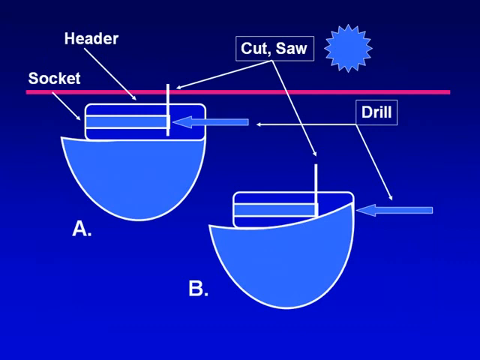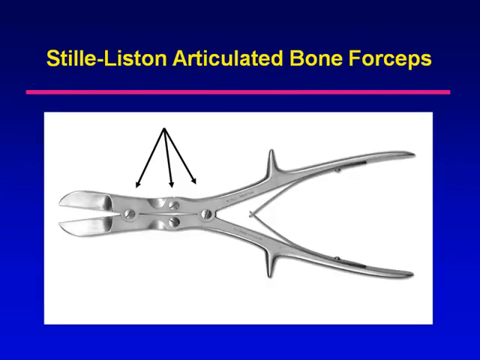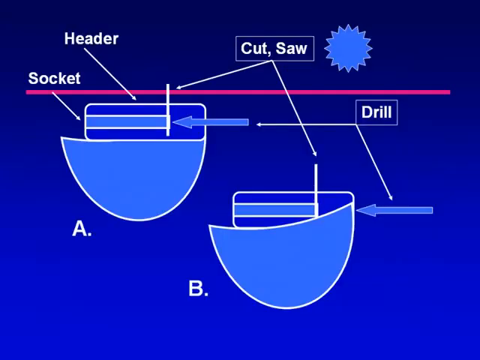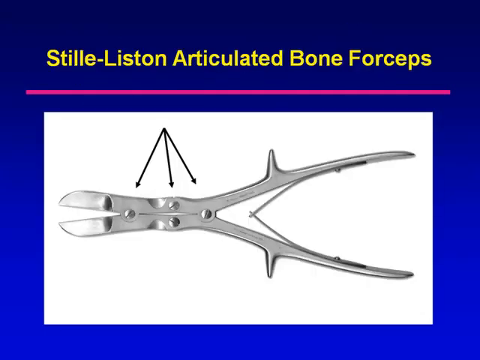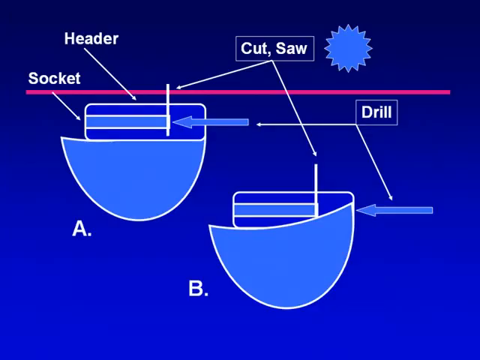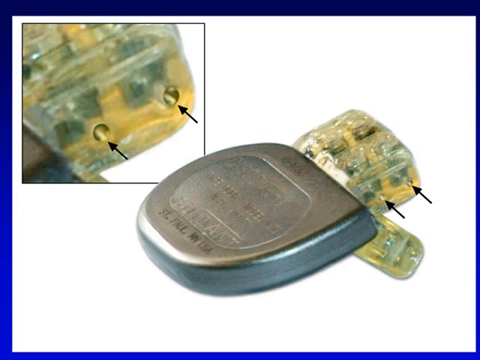So there are different ways to get that lead out. People have recommended just chopping the header off with a bone cutter. That actually works very nicely, but most people don't have one on the back table. Another way is drilling out the back of the header, and then pushing the lead out. Here's where the header was chopped off, and you need to push the lead out. It's actually very simple, it takes 30 seconds.